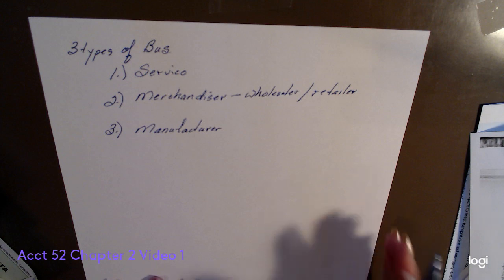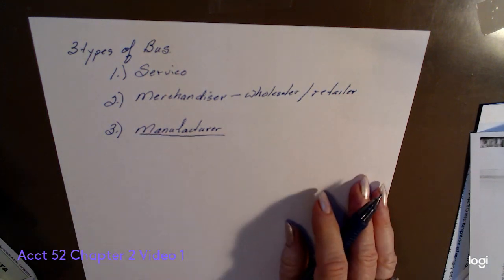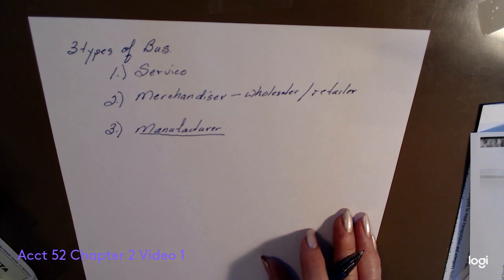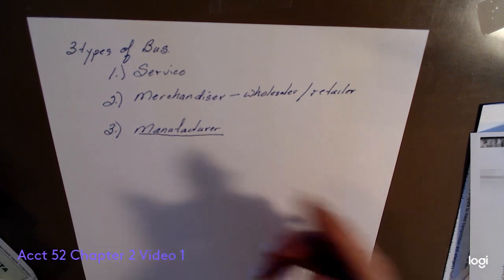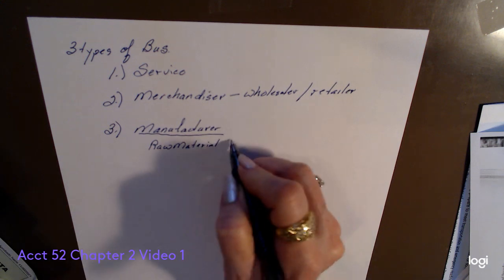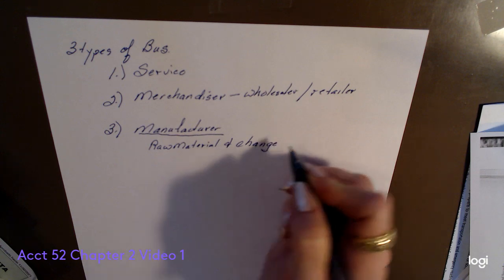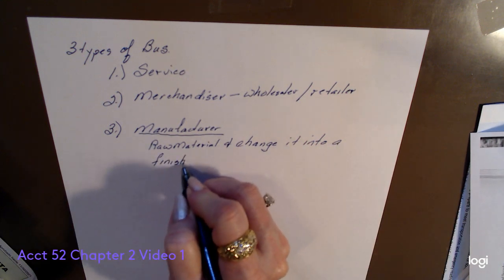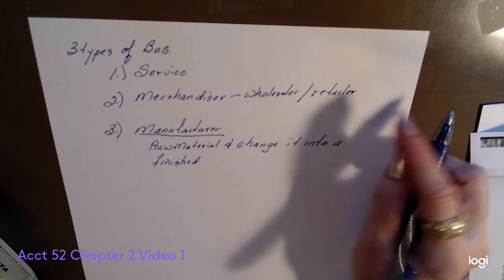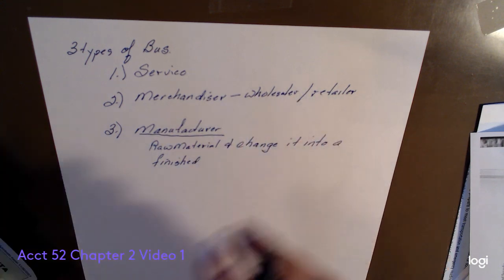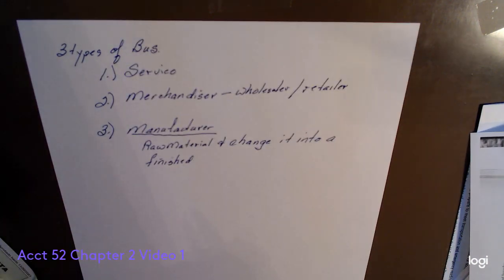So we're going to be looking at manufacturing companies in our cost accounting class, because that's where cost accounting has its most emphasis because of the variety of things that we do. Because what a manufacturer does is take a raw material and change it into a finished good that they then sell to the merchandiser, either a wholesaler or a retailer. So these are the kinds of companies that we're looking at.